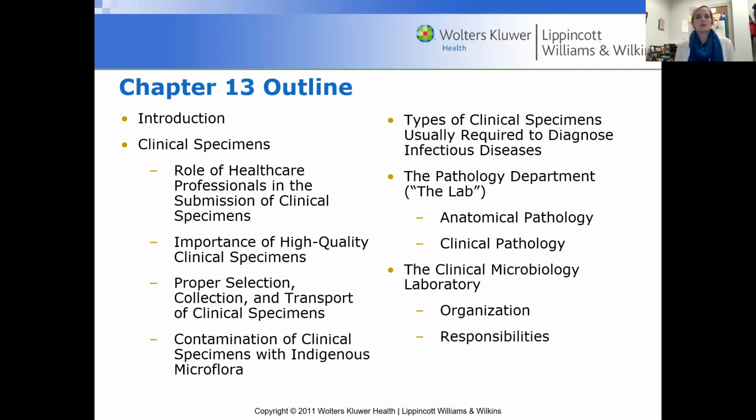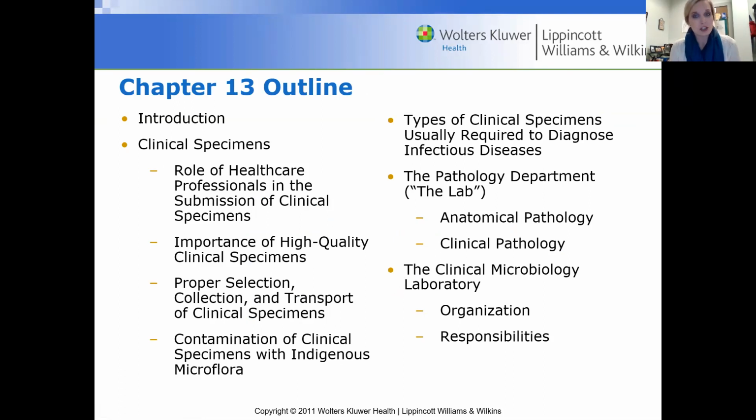Our outline for this chapter, as I mentioned, we're focusing on the clinical specimens. So again, the role of healthcare professionals in the submission of these clinical specimens. We'll talk about the importance of high quality clinical specimens. As I mentioned, the selection, collection, and transport. So again, we have to make sure we're picking the right specimen for whatever's happening to this patient. We are then collecting it properly, and then we transport it to the appropriate place.